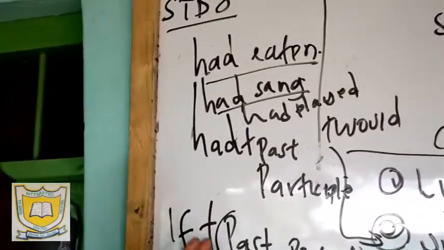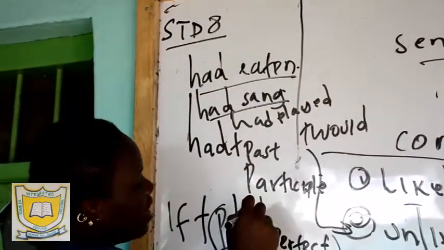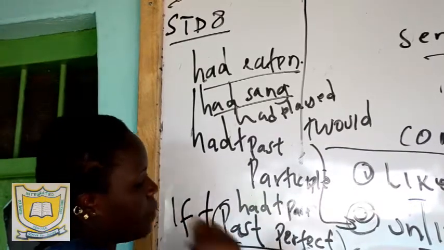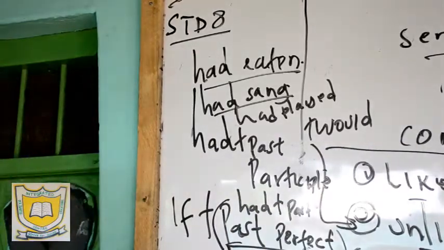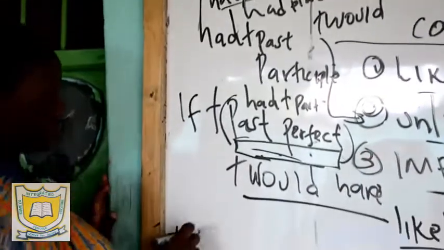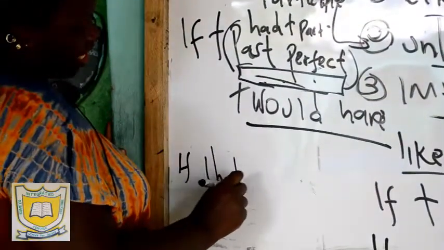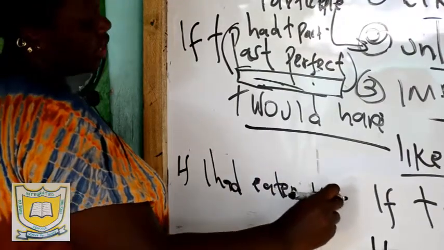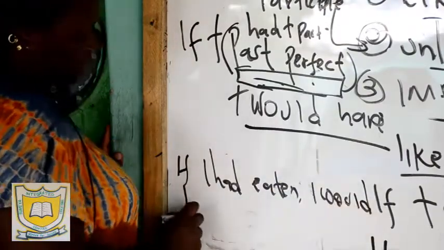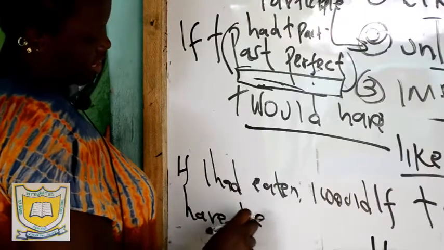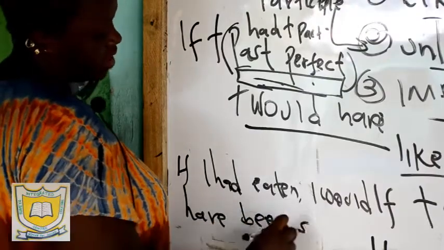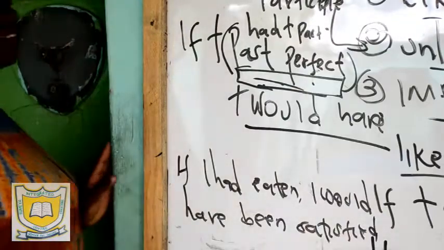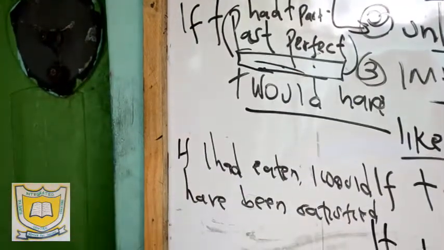So the past perfect is simply a sentence plus had plus a verb in the past participle. For example, we can say: if I had eaten, I would have been satisfied.